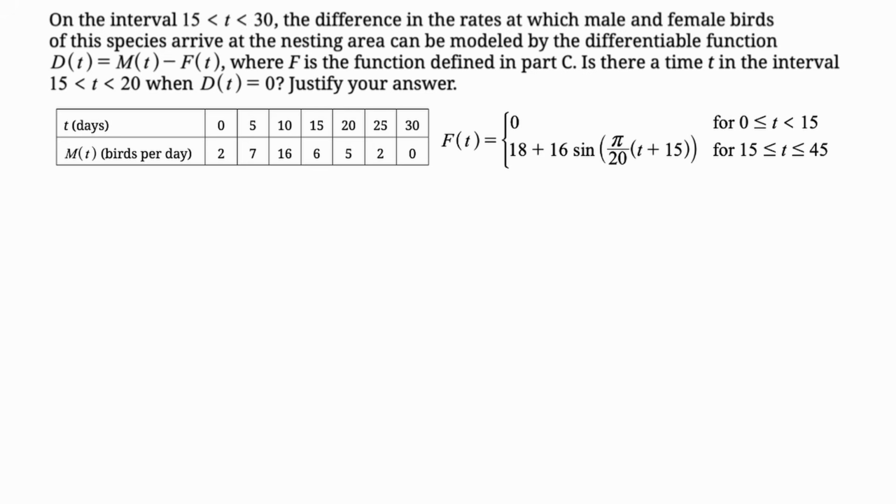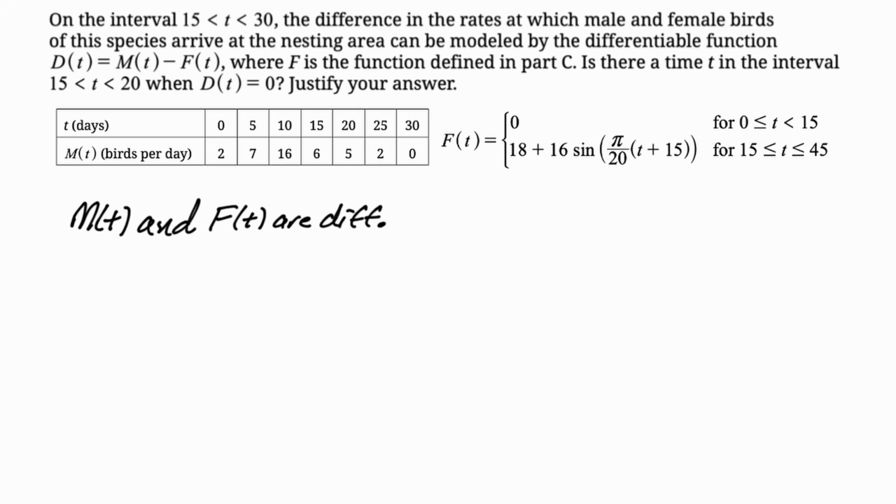On the interval from 15 to 30, the difference in the rates at which male and female birds of this species arrive at the nesting area can be modeled by the differentiable function d of t, which equals m of t minus f of t. I actually didn't read the problem. I didn't see that it said d of t was differentiable. Where f is the function defined in part C, is there a time in the interval 15 to 20 when d of t equals 0? Justify your answer. Okay, so I accidentally have justified that d of t is differentiable.